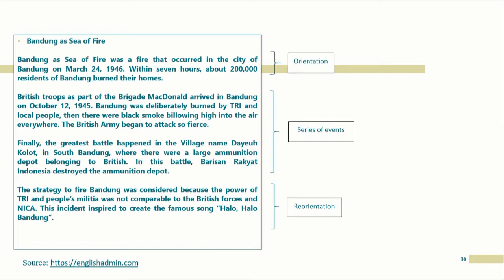So, here is the structure. Orientation is in the first paragraph. It introduces who, what, when, and where related to the text. Series of events contains all of the events that happened in the past. It is stated in the second and third paragraph. And in the last paragraph is reorientation.